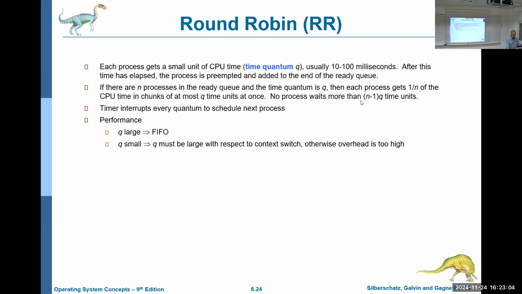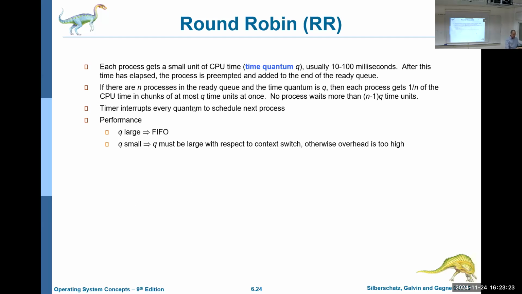No process waits more than n minus 1 times q, q being the quantum and n being the number of processes. If there are 100 processes, the maximum I'll wait is for 99 processes, n minus 1. I'm not going to wait for myself.